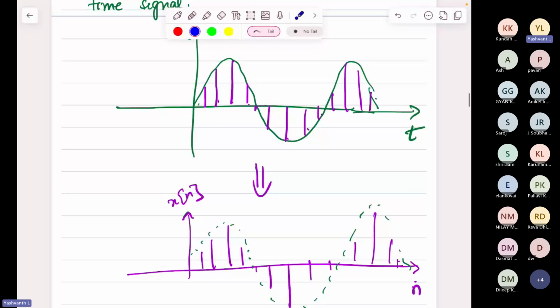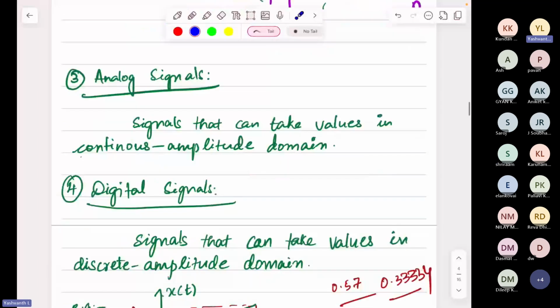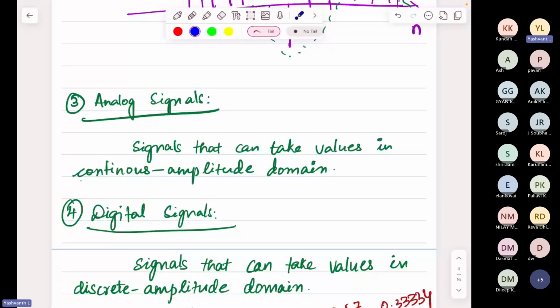Next classification is called an analog signal. An analog signal is basically a signal that takes values in a continuous amplitude domain. Until now, we saw two types: continuous time signal and discrete time signal, where the classification was with respect to the time axis. That is, either the time was continuous or the time was discrete.